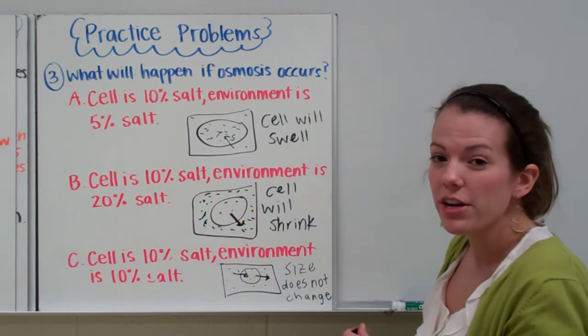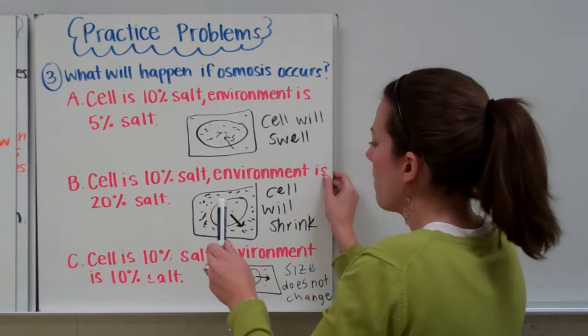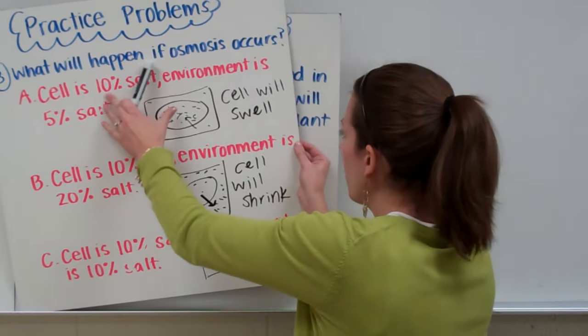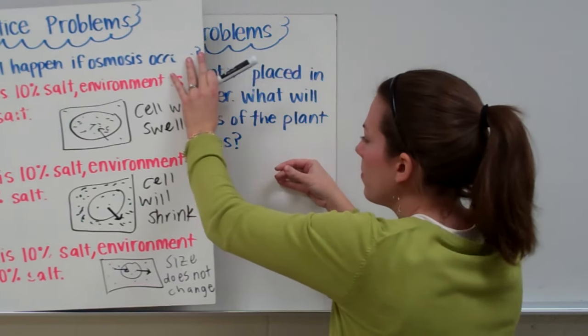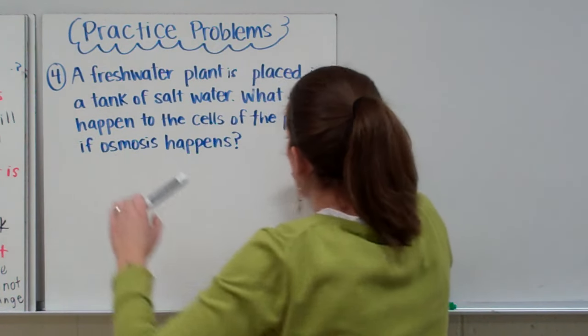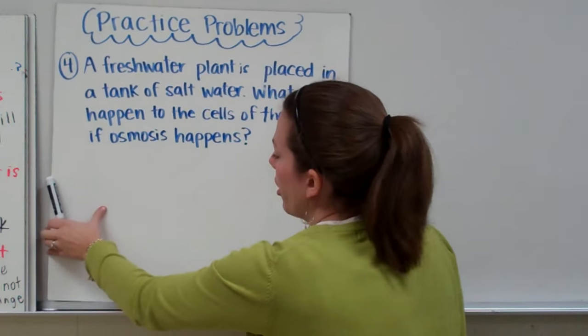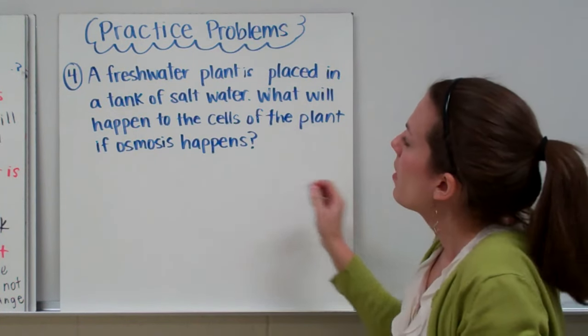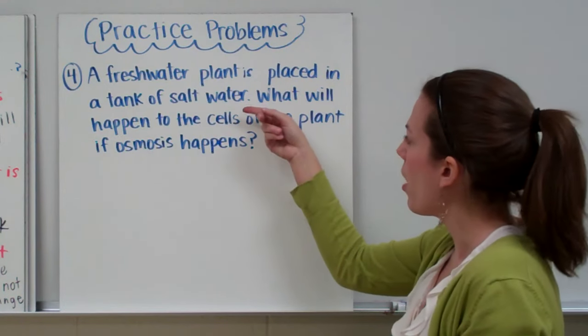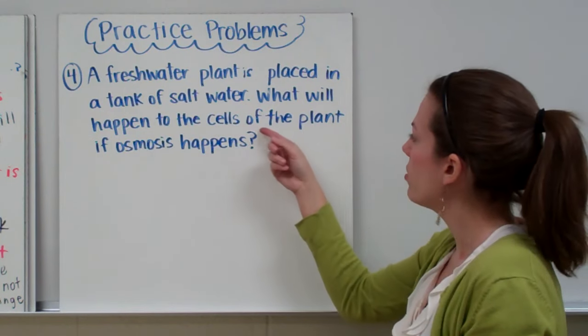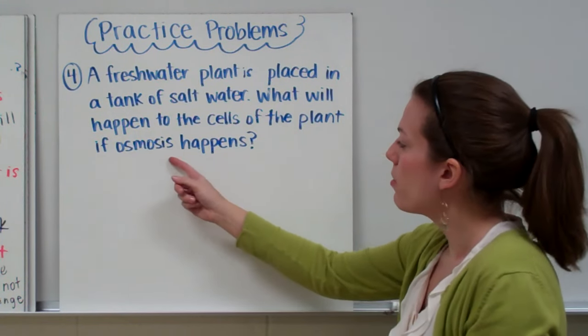All right, just one more example. This example is a little bit trickier. It's a real-world example. We have a freshwater plant that is placed in a tank of salt water. What will happen to the cells of the plant if osmosis happens?